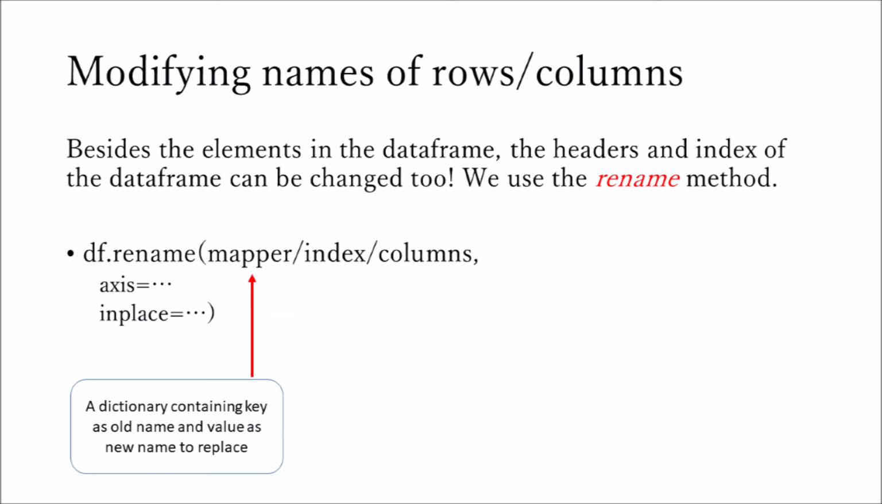We have introduced how to modify the values of elements in the data frame. But how about the headers and index? How do we replace them if we happen to give a wrong name for them in the first place? The answer is the rename method. In this method, you need to provide a dictionary to do the renaming. Namely, the dictionary contains the mapping from the old name, that is the key, to the new name, that is the value. This method can apply to both row and column names, so you need to specify the axis again.